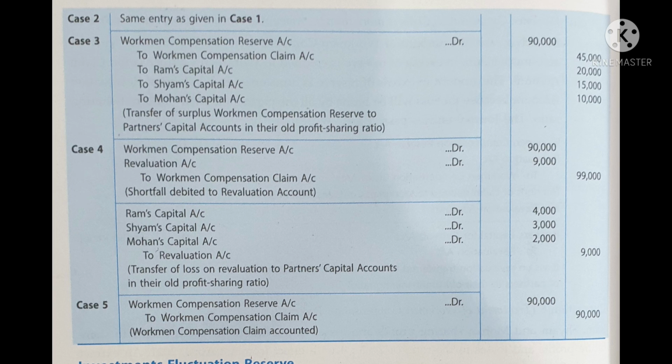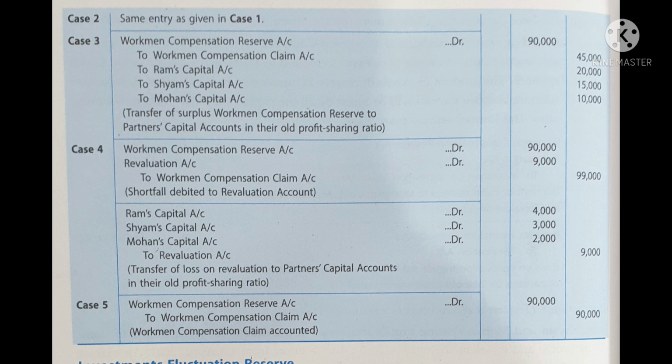So in this case, two journal entries will be passed. One is workmen's compensation reserve account debited with 90,000, revaluation account debited with 9,000, to workmen's compensation claim account, that is 99,000. Another entry will be Ram's capital account debited, Shyam's capital account debited, Mohan's capital account debited to revaluation account, and this revaluation account will be credited with 9,000, and this amount will be brought in by the partners in their old profit sharing ratio.